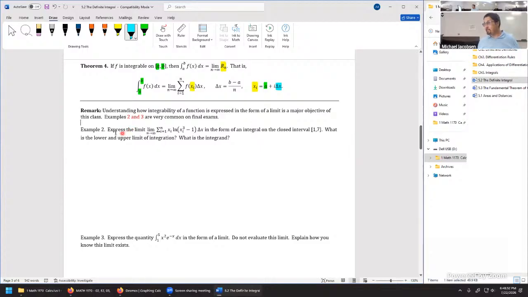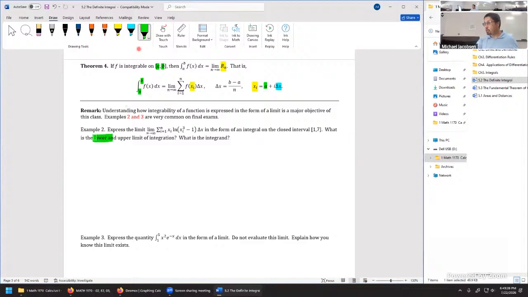So we're going to take this limit, the limit as n goes off to infinity of the summation, i goes from 1 to n, of x_i times natural log of x_i cubed minus 1, delta x, a very, very complicated limit, and express it in the form of an integral on the closed interval from 1 to 7. It has a bunch of follow-up questions. What is the lower and upper limit of integration? What is the integrand? So let's address those first, and then we'll convert over the limit.